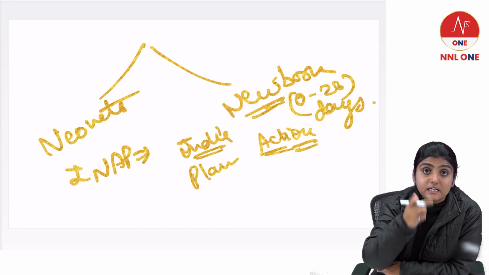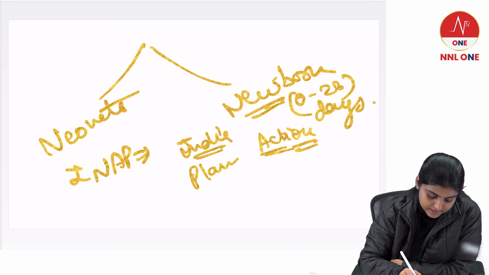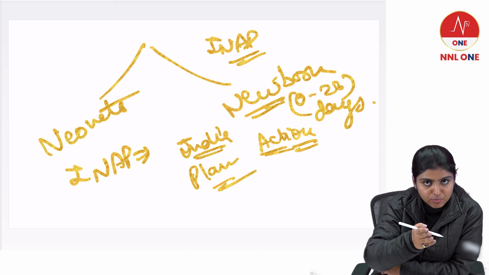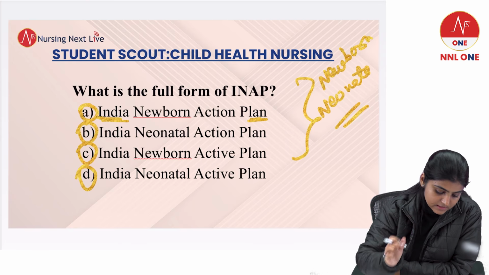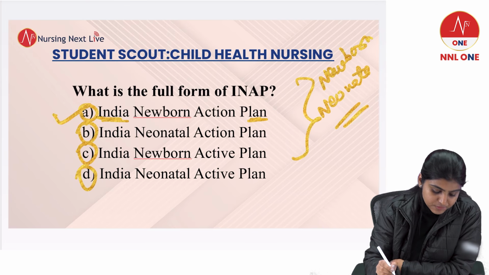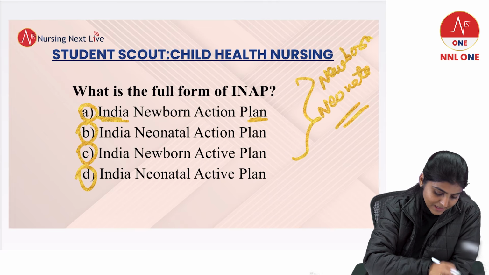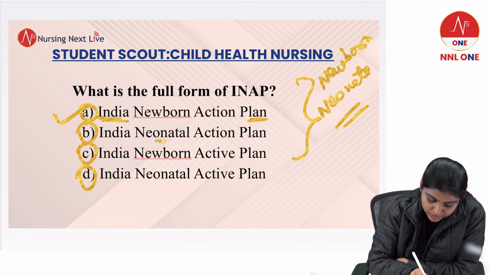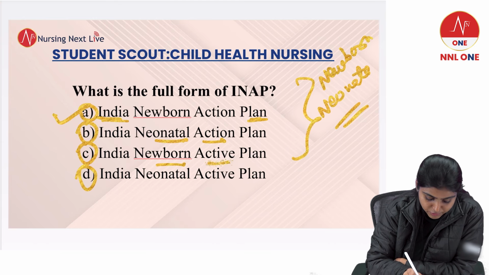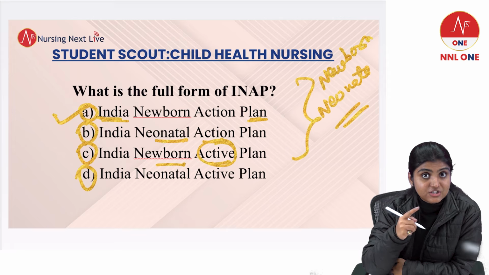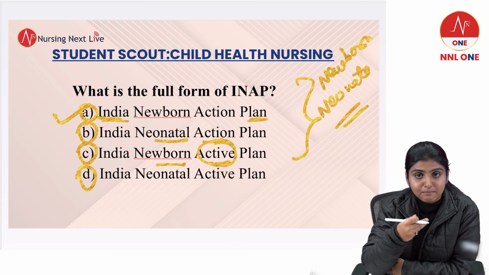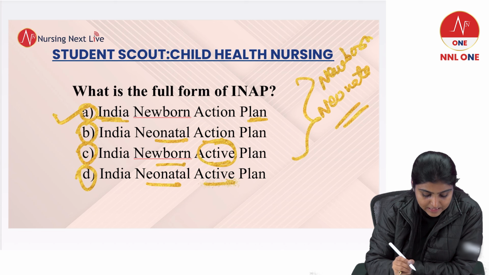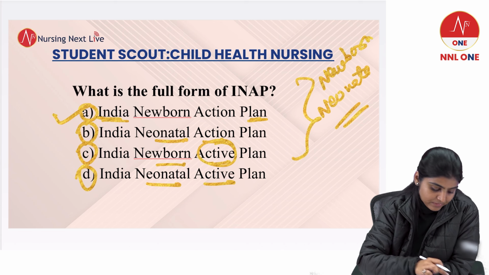It has to be practically promoted, it has to be practically done, and it's a plan. So INAP stands for India Newborn Action Plan. Thus, your correct option will be option A, India Newborn Action Plan. It will not be neonate and it will not be newborn active, because action needs to be implemented, and implementation is related to actions. It is again not related to neonatal active; it is newborn action plan.